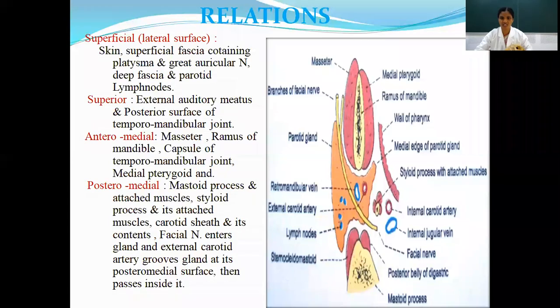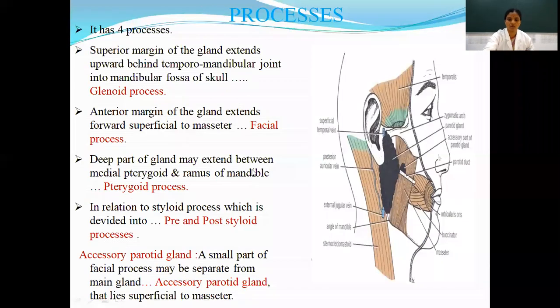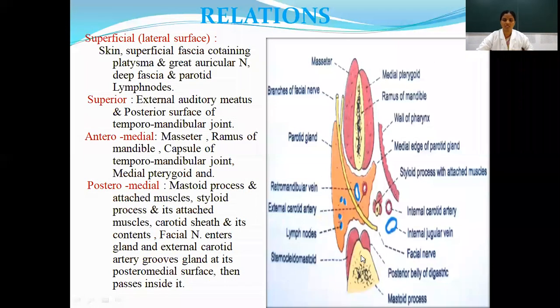So here you can see this bone. What is this? Mastoid process. And laterally it is related to the sternocleidomastoid. And medially, what is this muscle? Posterior belly of digastric. And further posteromedially, what is the structure? See this styloid process. Already I have told styloid process.